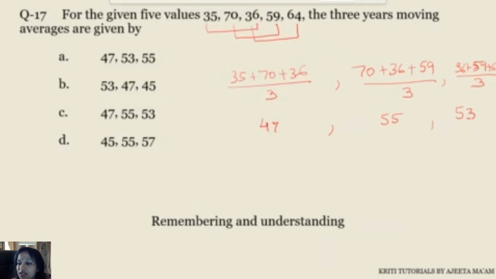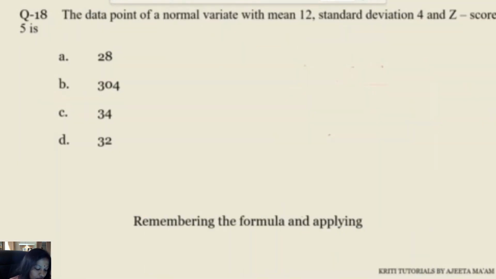So it's a simple concept which is based on remembering the concept of moving averages. So we have to take three values at a time and divide it by 3. So which option is it? C option, right? So that is what we have here. Now the next is a data point of a normal variate with mean 12 and standard deviation 4 and z score 5.